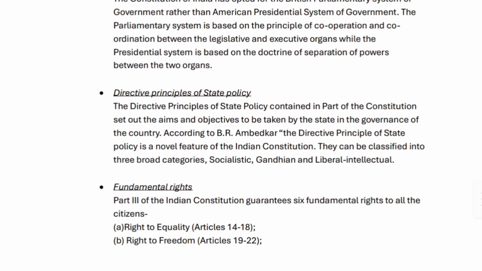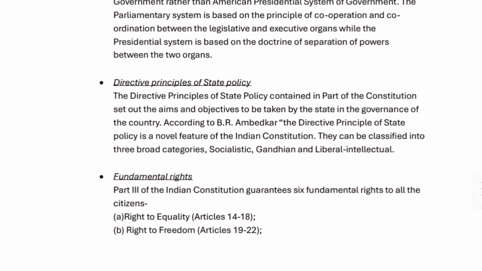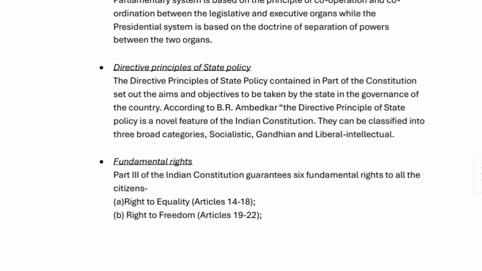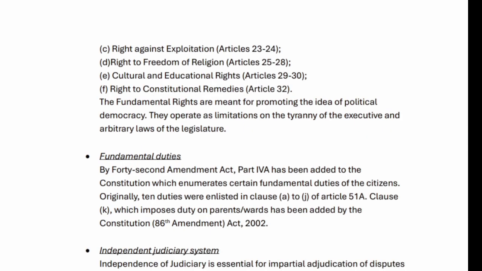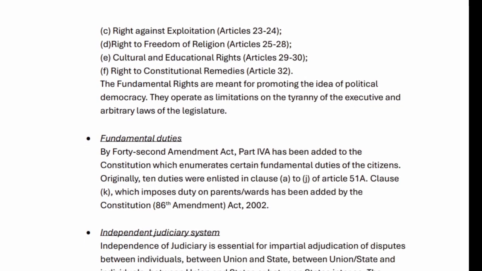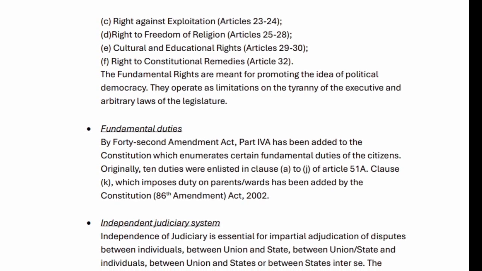Fundamental rights. Part 3 of the Indian Constitution guarantees 6 fundamental rights to all the citizens. A. Right to equality, Articles 14 to 18. B. Right to freedom, Articles 19 to 22. C. Right against exploitation, Articles 23 to 24. D. Right to freedom of religion, Articles 25 to 28. E. Cultural and educational rights, Articles 29 to 30. F. Right to constitutional remedies, Article 32.